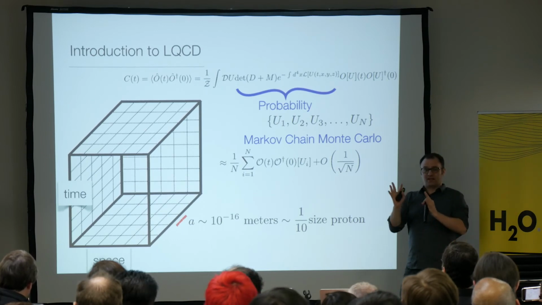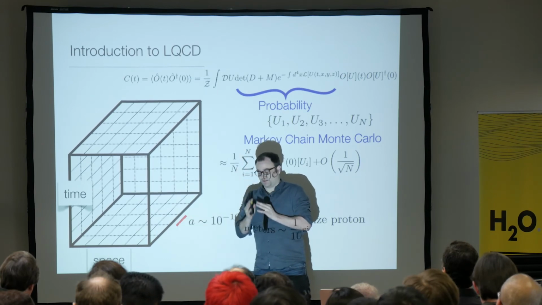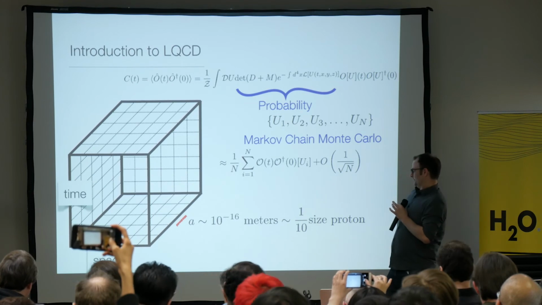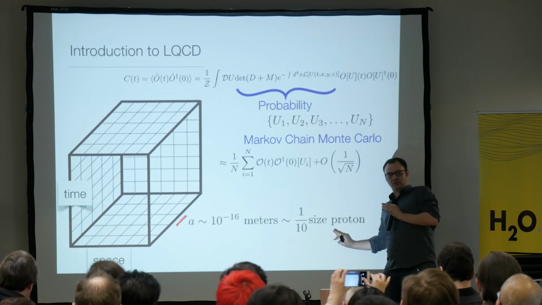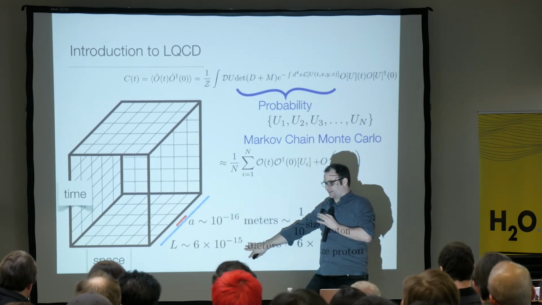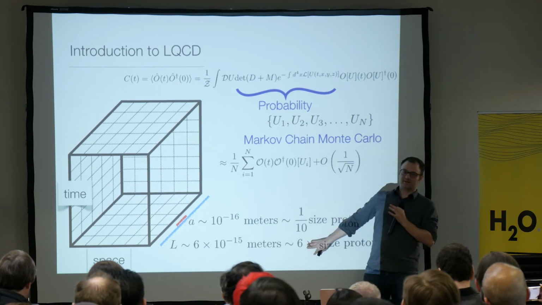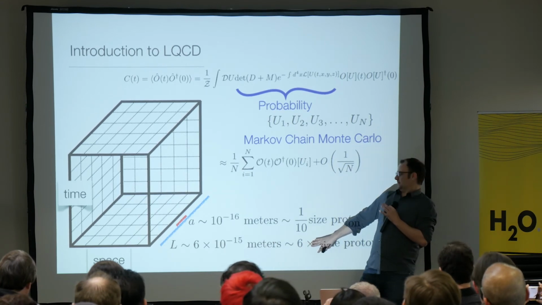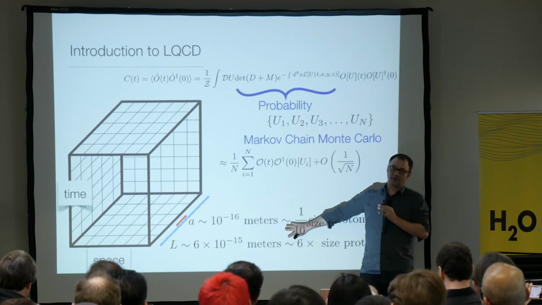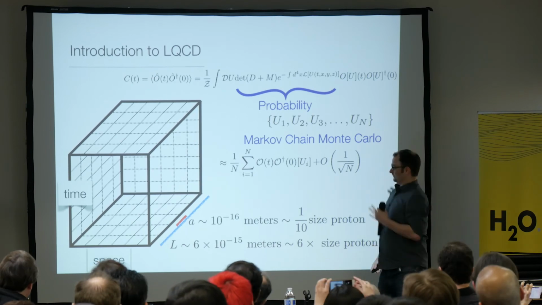Okay, just to give you a sense of scale. Usually, the little lattice spacing, the smallest distance scale we introduce, is about 10 to the minus 16 meters big, which is about 1/10 the size of the proton. And then we make our universe about 6 times 10 to the minus 15 meters big total, which is only about 6 times the size of the proton. So this is really tiny. We are about a meter. This is 10 to the minus 15 meters. So we're simulating a very, very, very tiny slice of the universe.